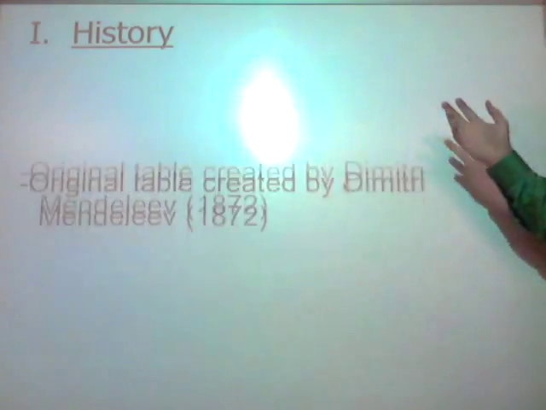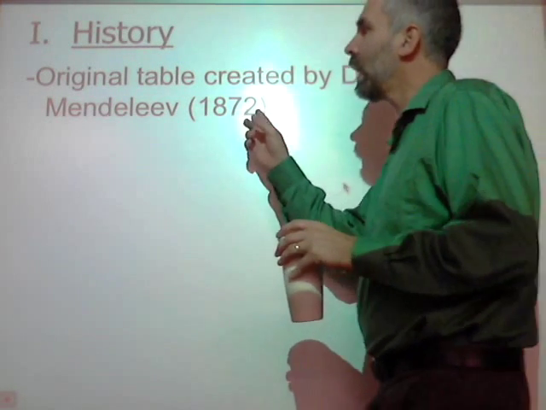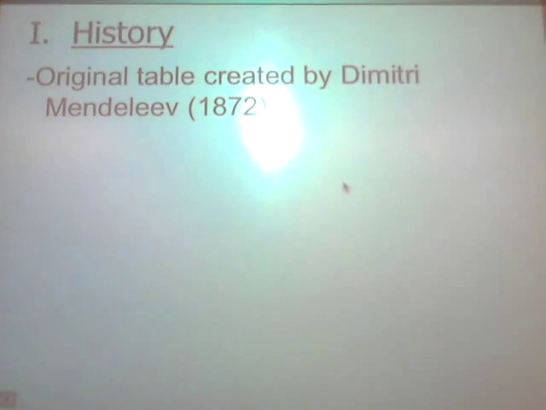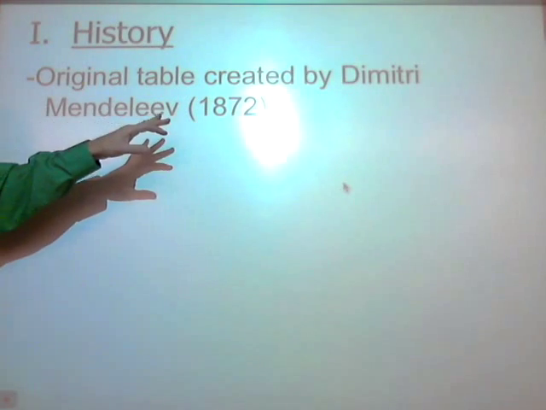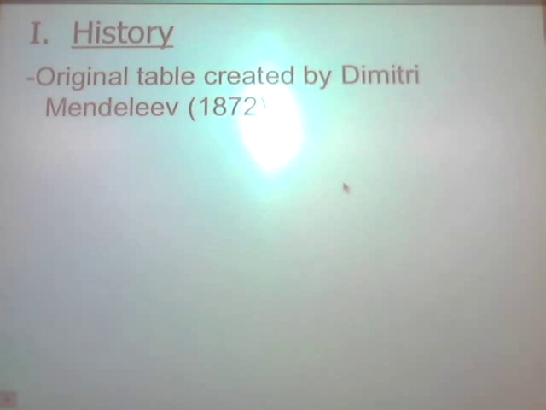The guy who did this, by the way, his name was Mendeleev. That's how you pronounce it. He was a Russian scientist. But look at that date, 1872. In 1872, people, no one knew about quantum numbers, electrons, outer shells. They didn't know about any of that stuff.